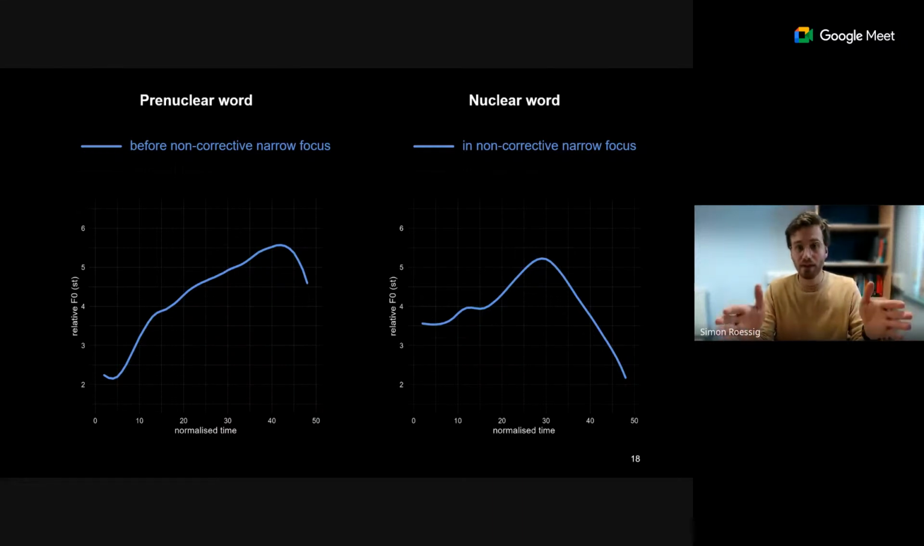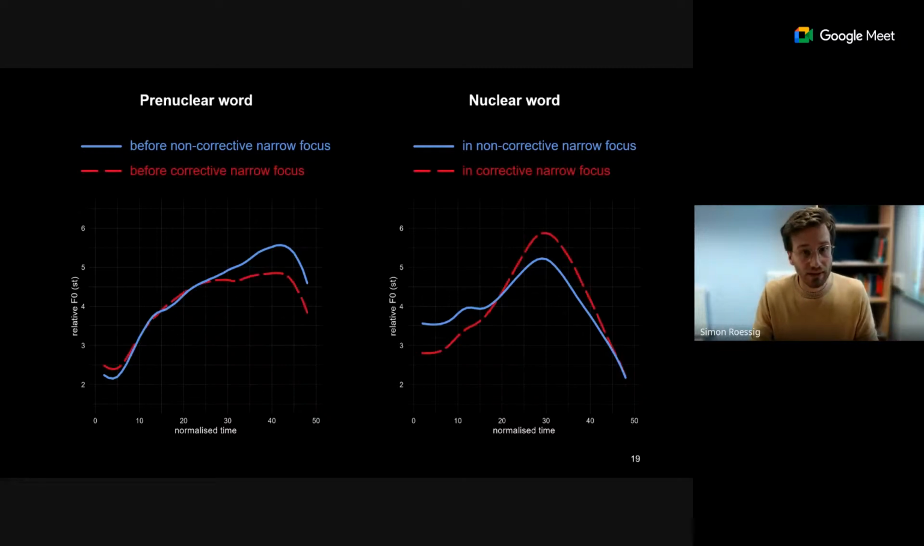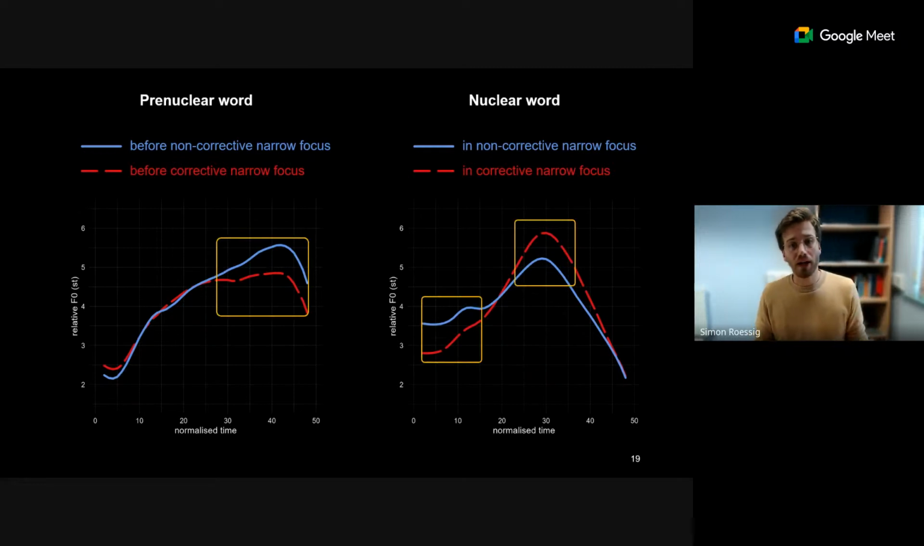We start out with the non-corrective narrow focus case again, and now we add corrective narrow focus here in red dashed lines. We see corrective focus is higher in the nuclear domain on the right side. But again, there's also a change in the prenuclear domain. Here the F0 is lower before corrective focus. And again, in the nuclear word, we find both an adjusted start and peak of the rise, whereas the difference in the rise in the prenuclear domain on the left side is driven mainly by the peak alone.